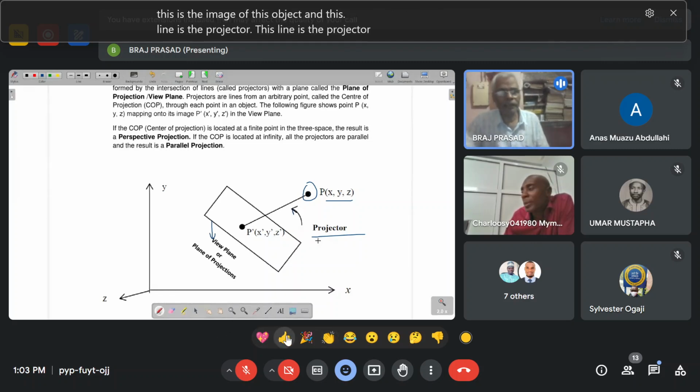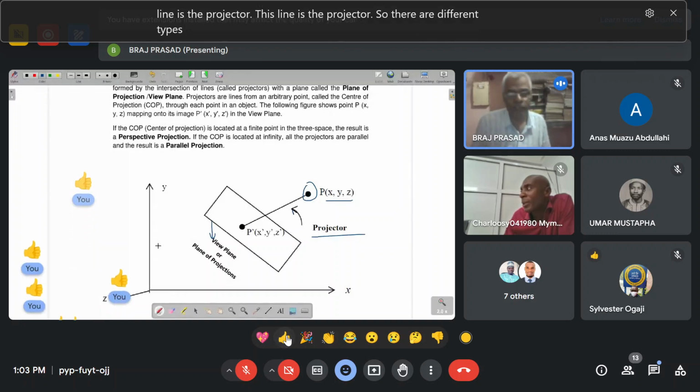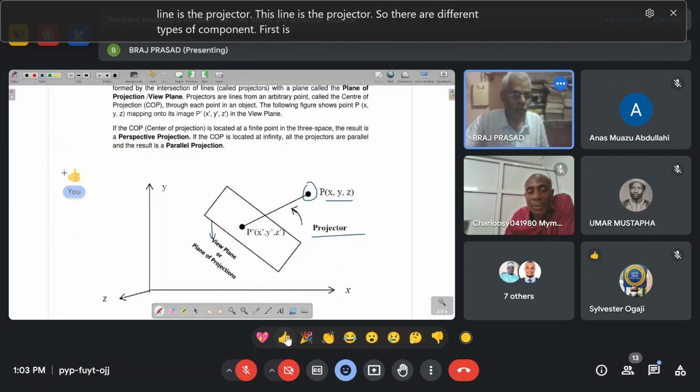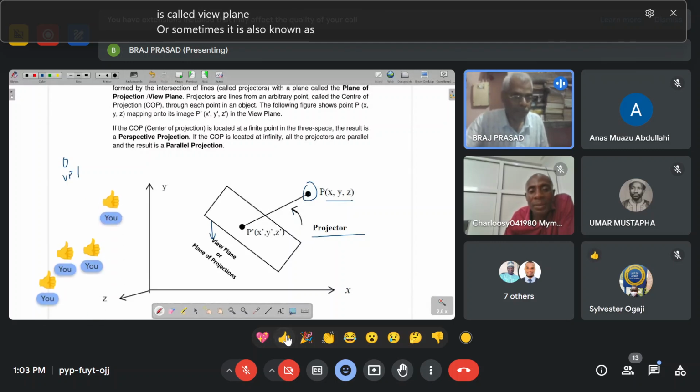So there are different components. First is the object, second is the view plane, sometimes also known as the projection plane, and then there are projectors.